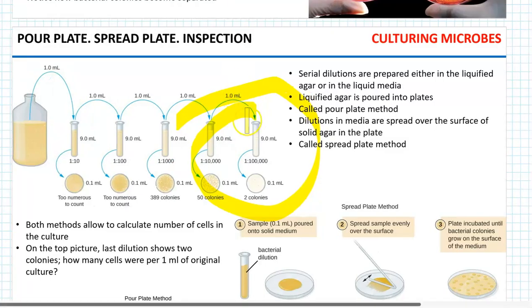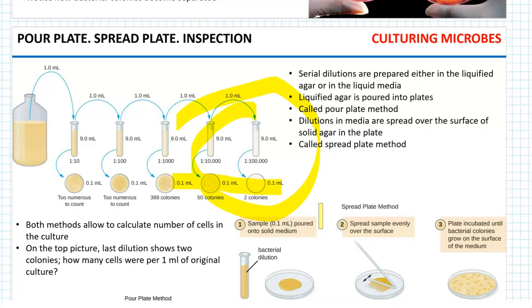So when you start plating these dilutions, you start seeing fewer and fewer colonies. And eventually you separate them enough to be able to identify whether you have one species, or two species, or three or four, whatever. Am I making sense?